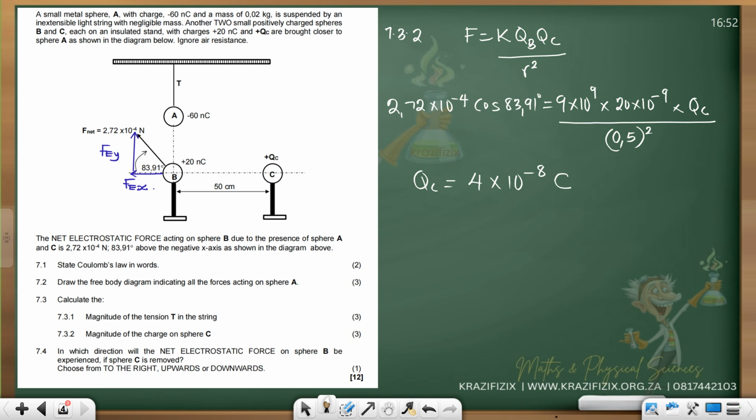So I think it's 4.01 times 10 to the minus 8. 4.01 times 10 to the minus 8.